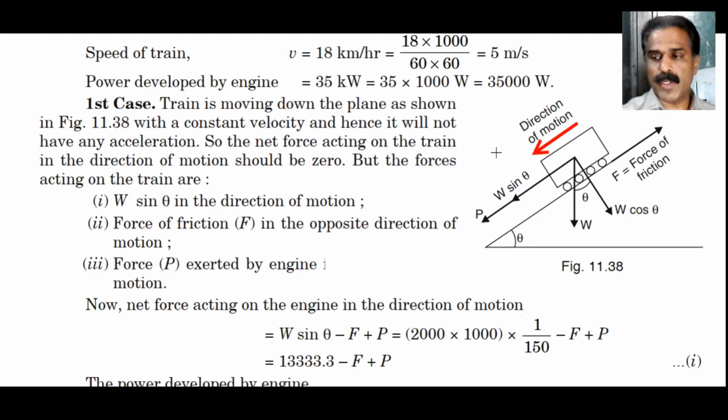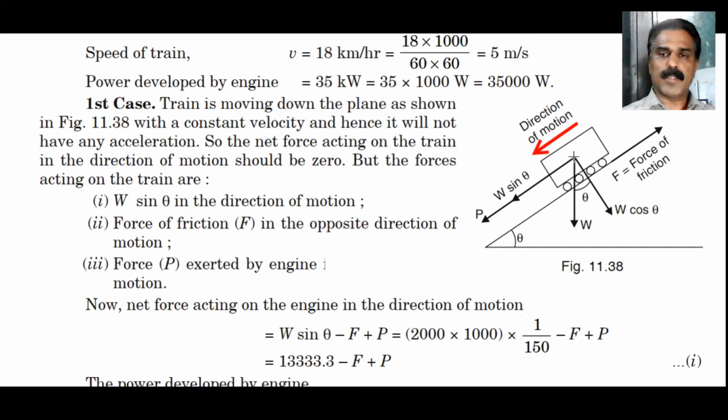The component perpendicular to the plane is W cos theta, and the component parallel to the plane is W sin theta, and the component perpendicular to the plane is W cos theta.